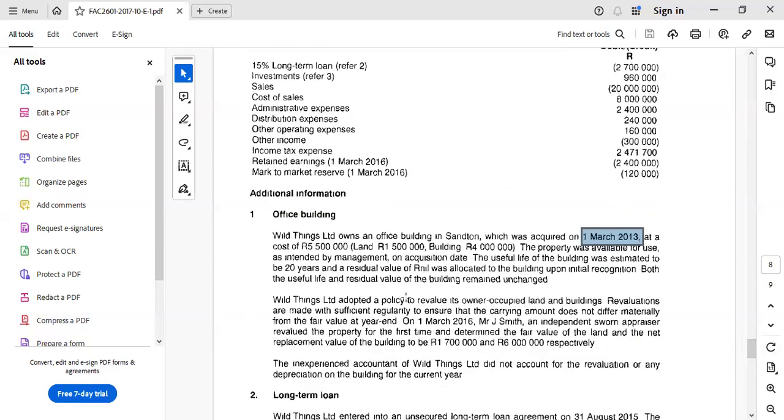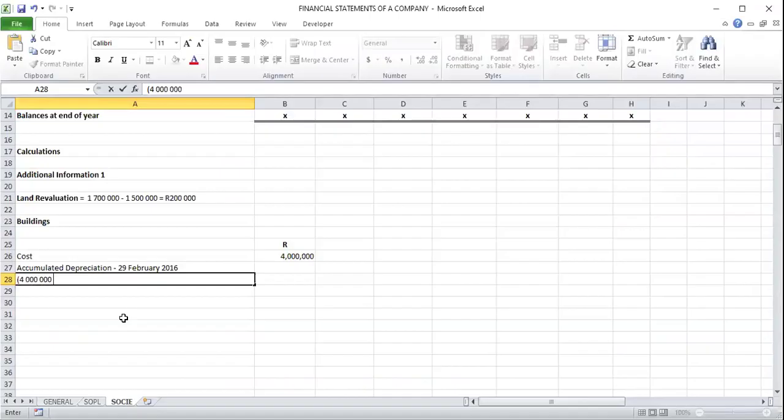So that we find the carrying amount, so that on 1 March when it was revalued, we can then calculate the revaluation. So this had been bought on 1 March 2013. By 28 February 2016, it had been there for 3 years. So to calculate our accumulated depreciation, we would say 4 million divided by 20 times 3 years. There is no residual value. So we'd say 4 million divided by 20, multiplied by 3. What do you get?